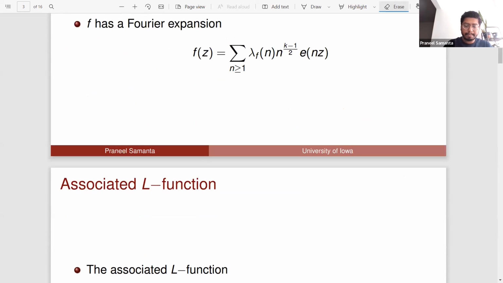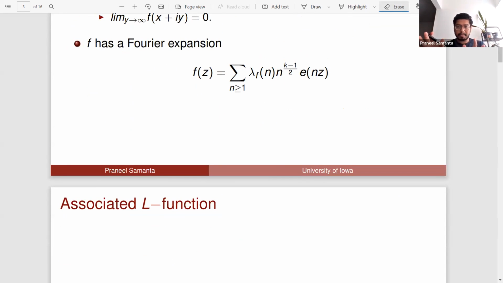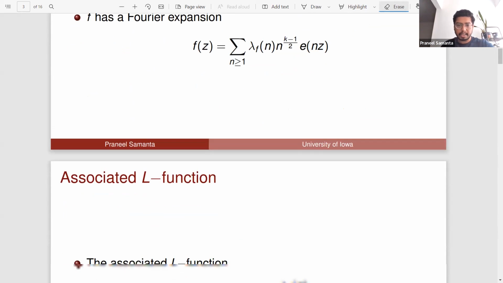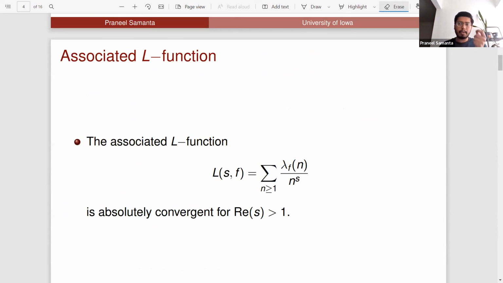All right, let's move on. So far we have defined a holomorphic cusp form which has these λ_f(n) as the coefficients. Now we use these coefficients to construct something called L-functions for these holomorphic cusp forms. So this is an L-function. We are defining L(s, f) as the sum of λ_f(n) over n raised to s, where n ranges over all natural numbers.